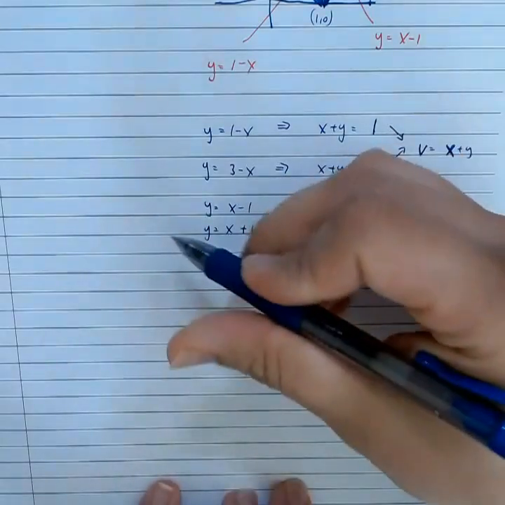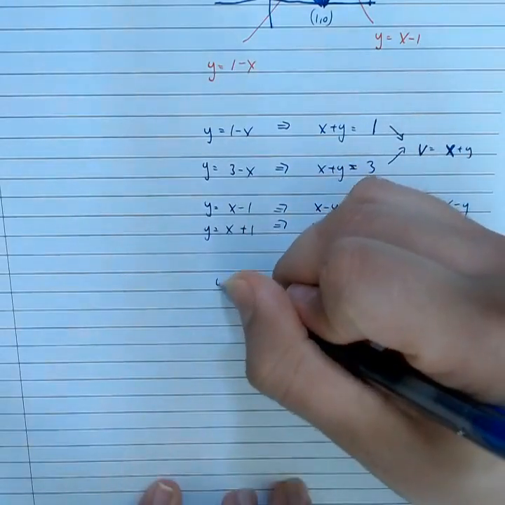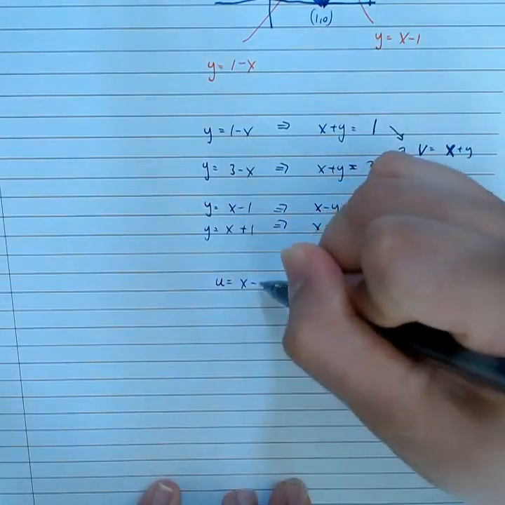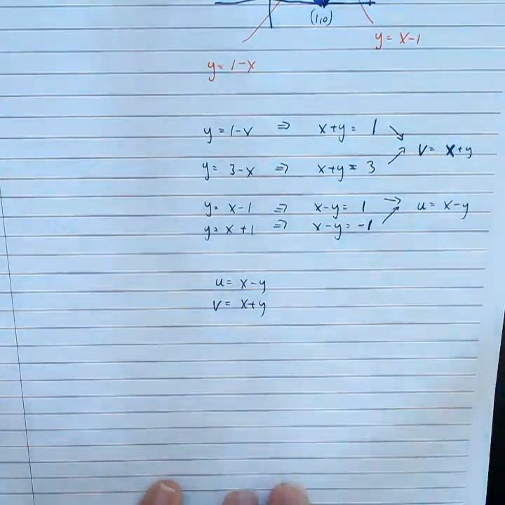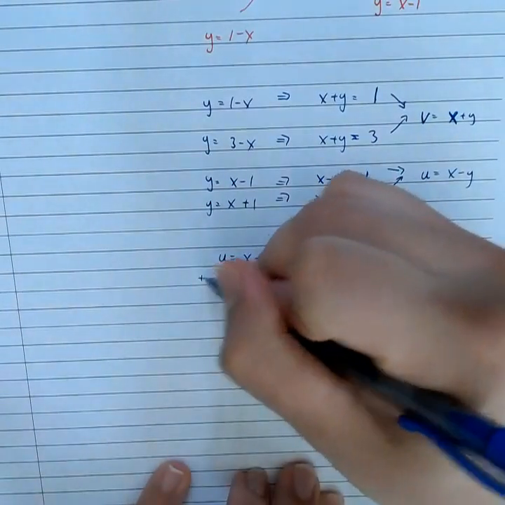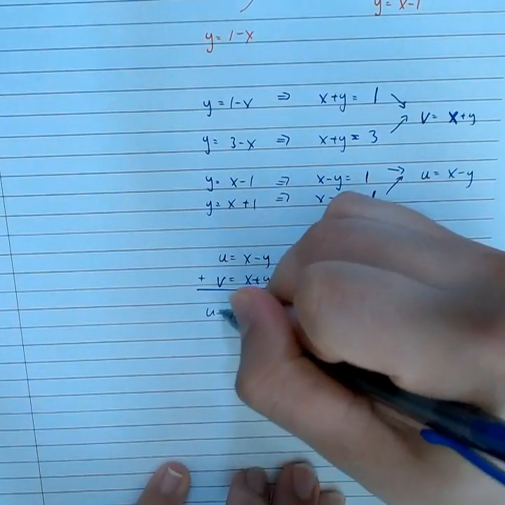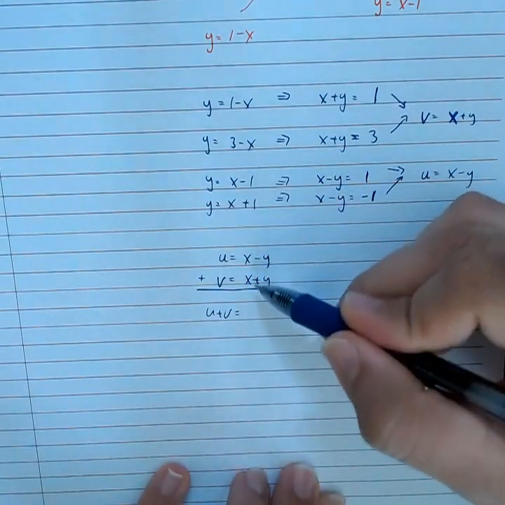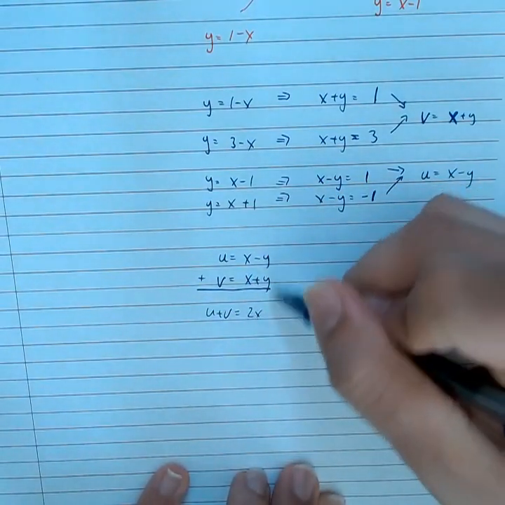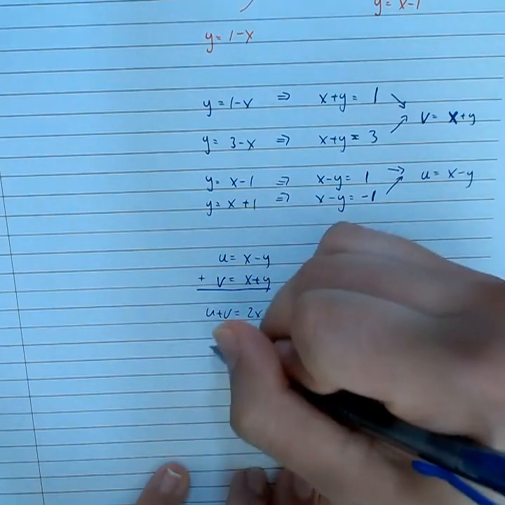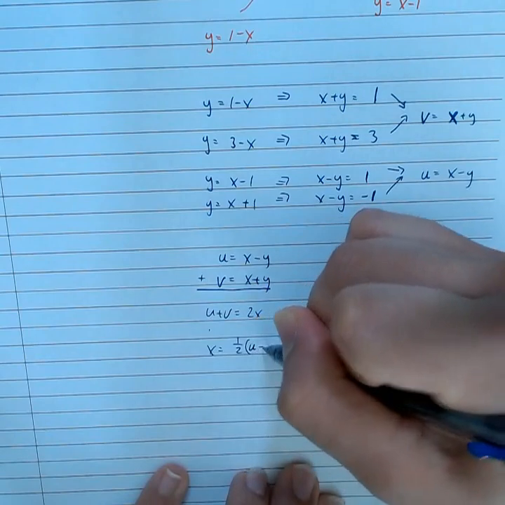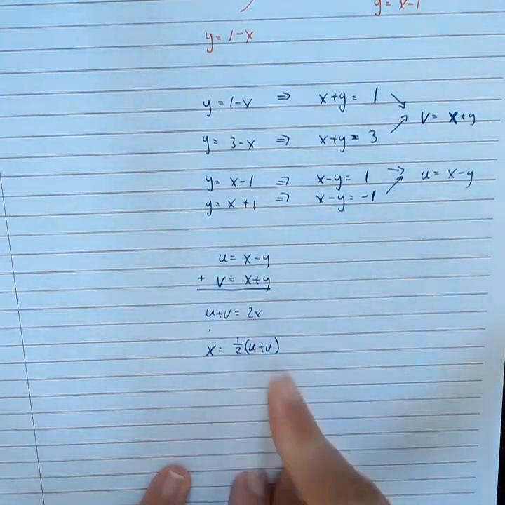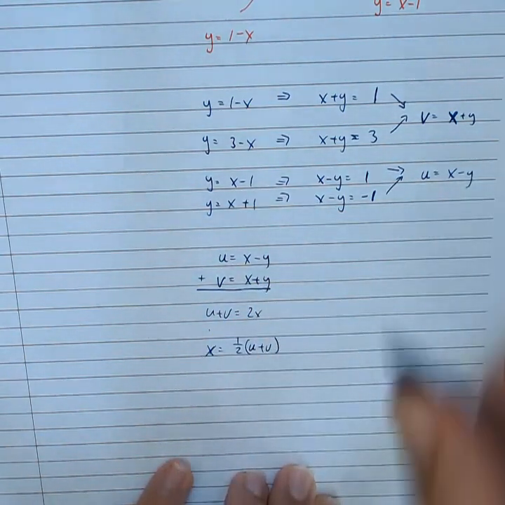So here, note that we're going to take these two. Let's say I have u is equal to x minus y, and I have v is equal to x plus y. Well, notice that if I add these two equations together, I get u plus v equals double x, and then those cancel out. Oh, so that means that x must equal 1/2 of u plus v. We're going to need both of these things here in a moment.